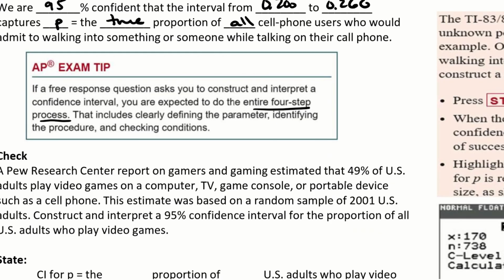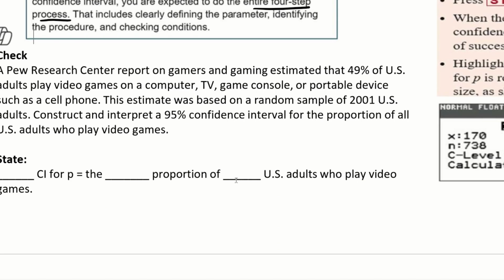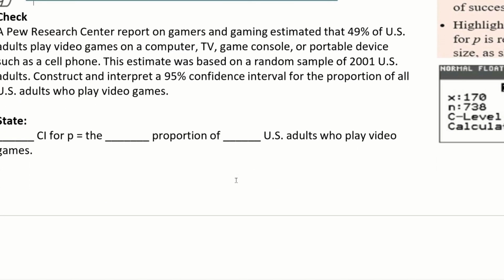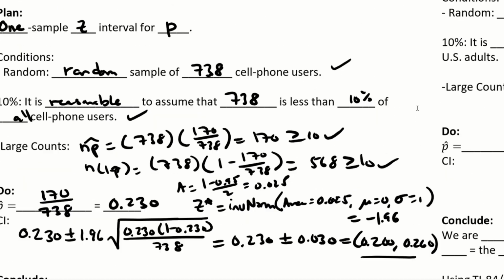All right, so here's the example. Pew Research Center reports on gamers and gaming estimated that 49% of U.S. adults play video games on a computer. This estimate was based on a random sample of 2001 U.S. adults. Construct and interpret a 95% confidence interval for the proportion of all U.S. adults who play video games. So pause the video and try this out. You can look at the state, plan, do steps to help you out.